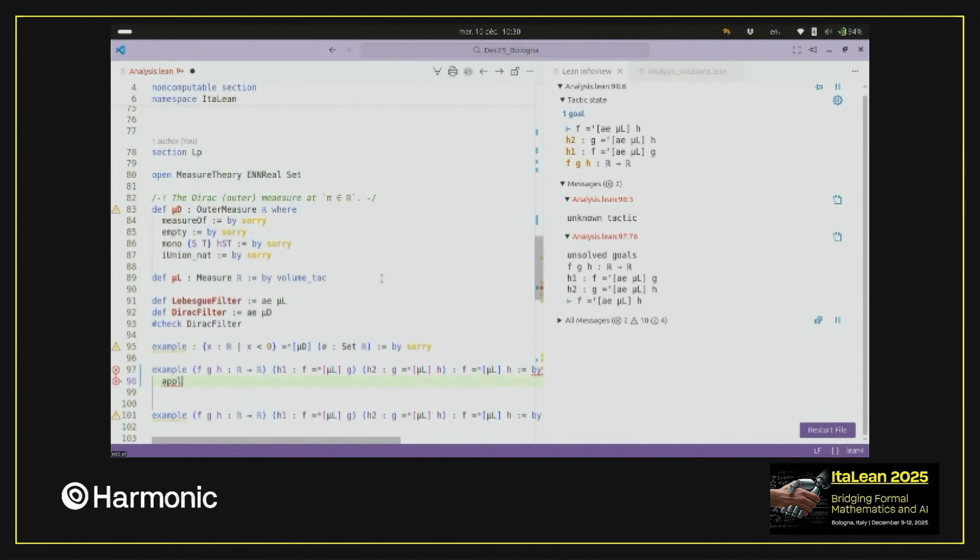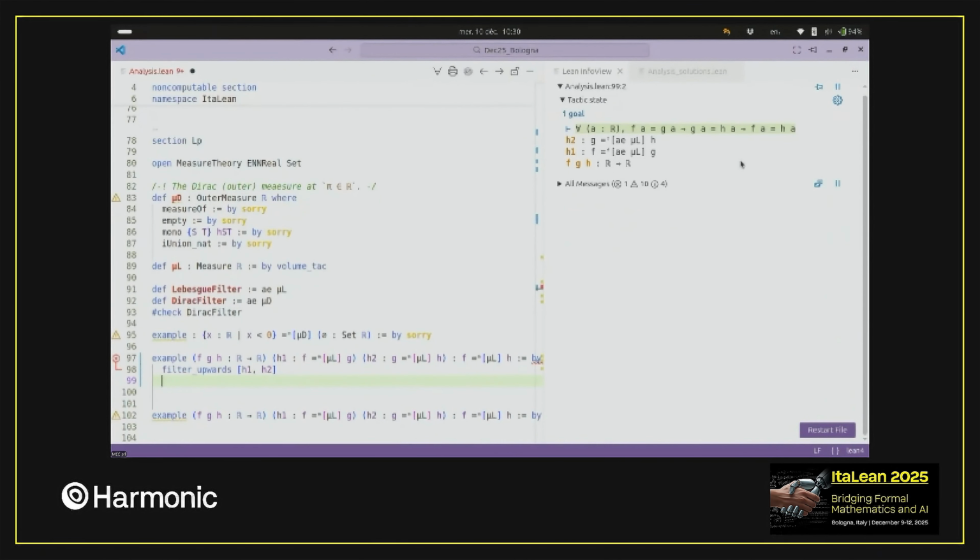But I cheated. I will comment if I write filter upwards. Well, if two functions are equal everywhere, they're in particular equal almost everywhere. But if you add these h1 and h2 conditions, then you can prove it in one line.